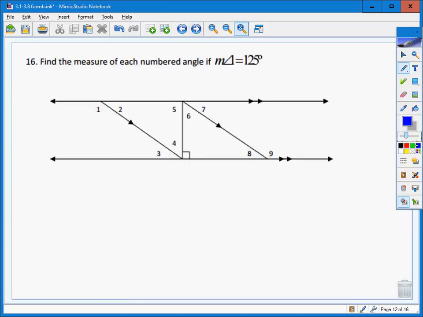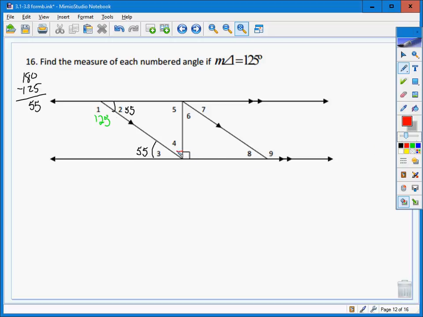This is another problem where you just have to kind of work around the picture, make sure that you've put in the given information. They said angle 1 was 125 degrees. If angle 1 is 125 degrees, to find angle 2, these two would have to add up to 180. 180 minus 125 would in fact then be 55 degrees. So angle 2 would be 55. 2 and 3 are alternate interior angles. This would be 55 degrees.